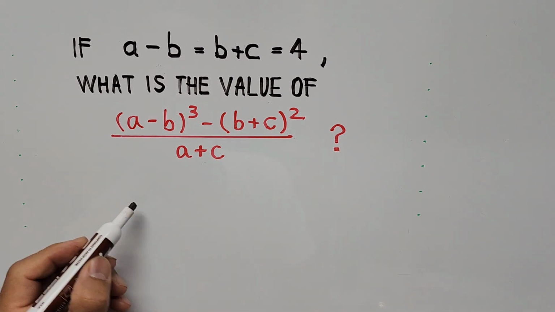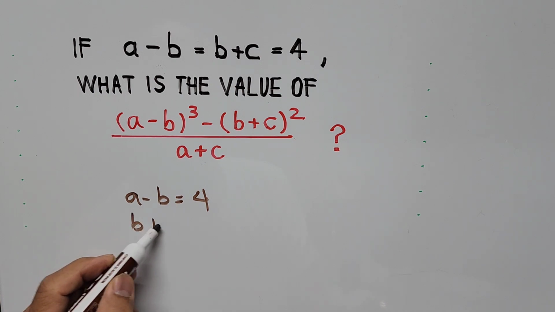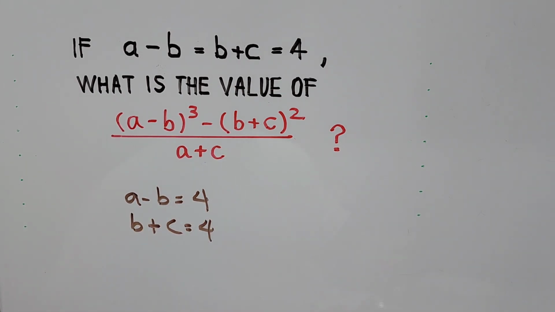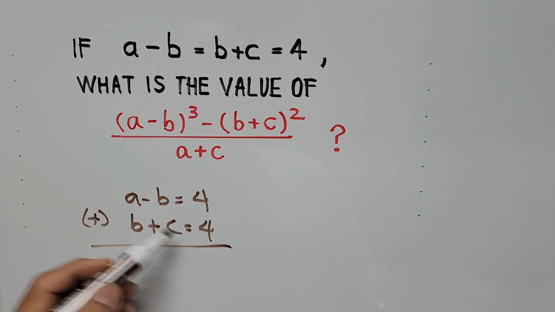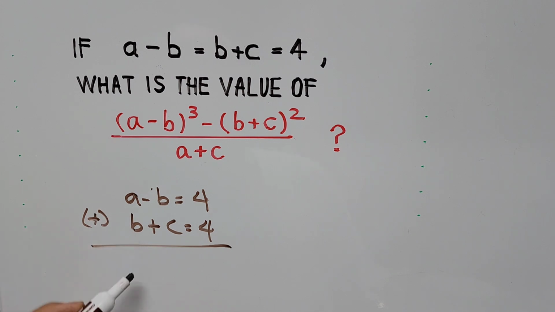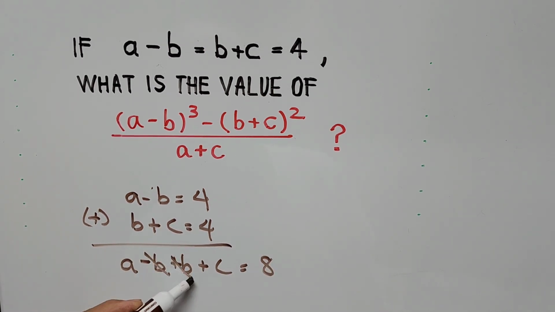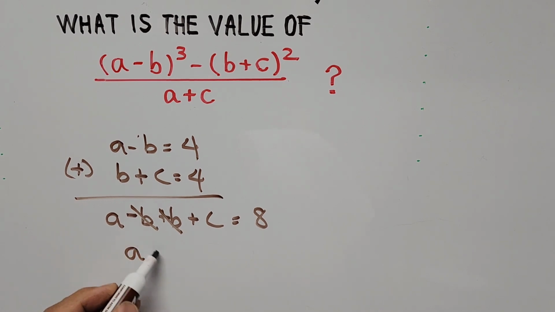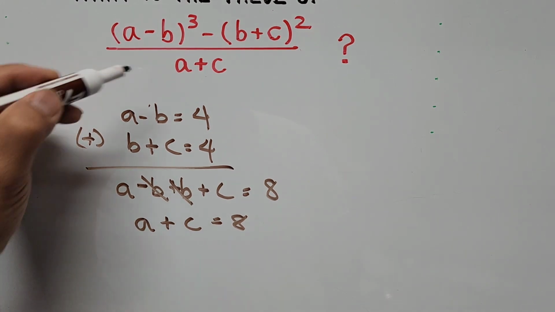So we have a minus b, that is 4, and b plus c is the same 4. And if we add these both equations, we end up canceling the b, since we have b minus b here and plus b over here. So we have a minus b plus b plus c equals 4 plus 4, that's 8. So we cancel b, and we have a plus c equals 8. So the value of a plus c is 8, that's the denominator.